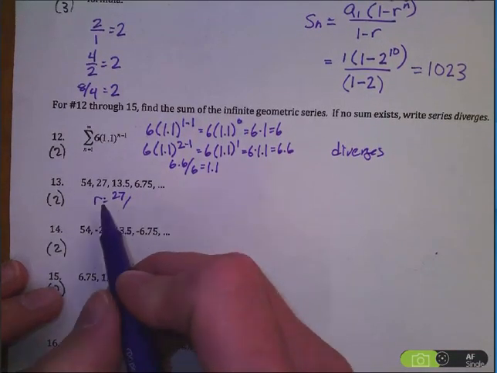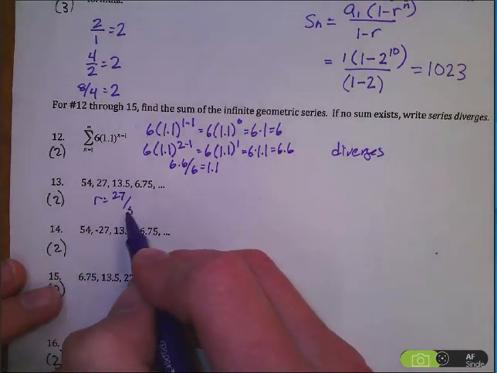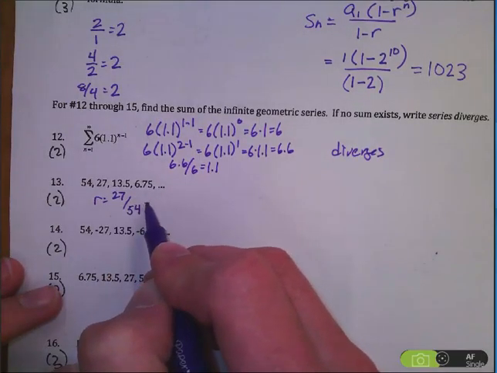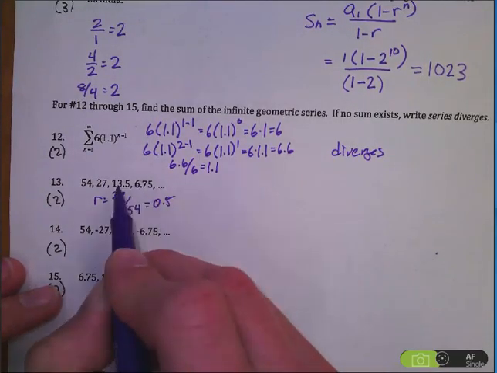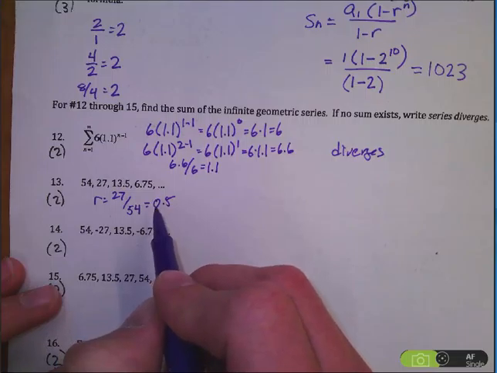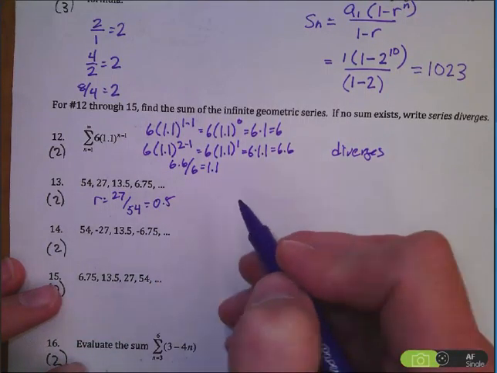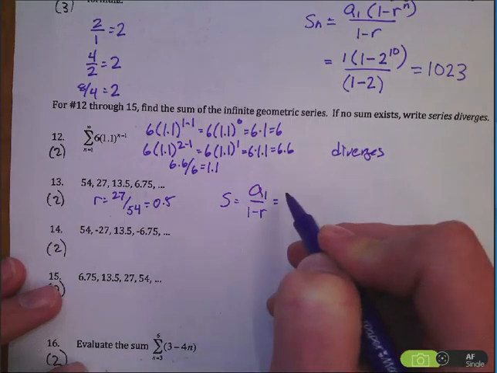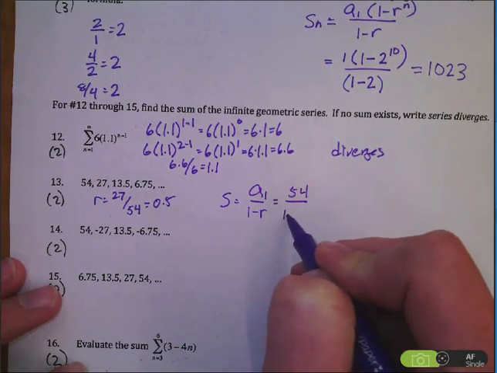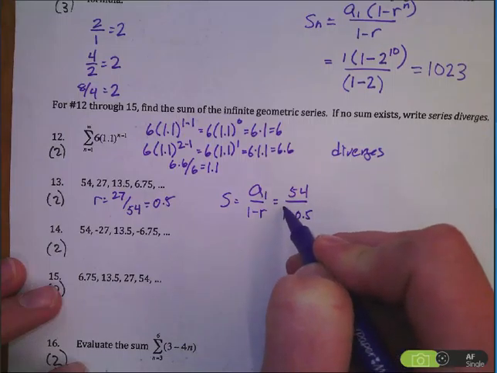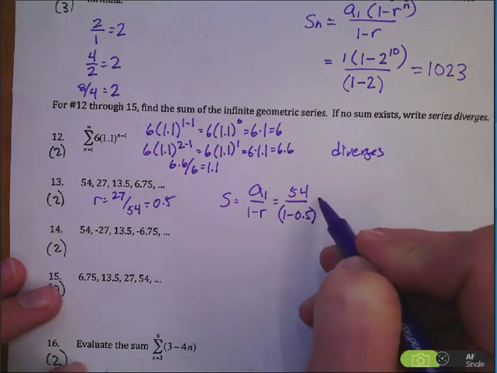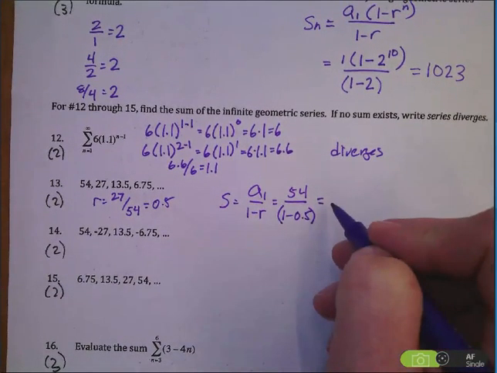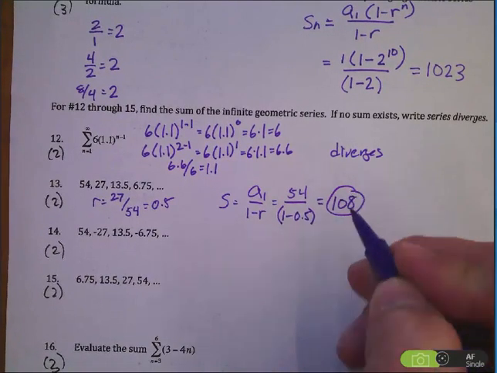For 13, to find r, we're going to take any term divided by the previous term. I just did 27 divided by 54, which is 0.5. You can divide any term by the previous term, and it's half. So because the ratio is between -1 and 1, we can use our series formula, a sub 1 over 1 minus r. First term is 54. We do 1 minus 0.5 down here. Again, if you type it in your calculator, put this in parentheses. When you divide these numbers, you get 108. That's what the sum would add up to.